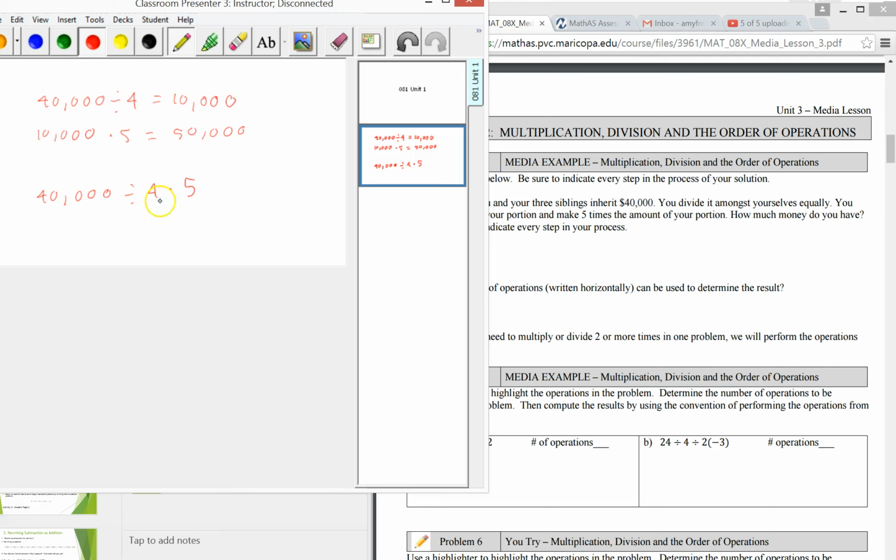Well, that would mean you're sharing the $40,000 and dividing it into 20 equal pieces. So it's like you now have 19 siblings, instead of this, which means you shared it with 4 people, then you made 5 times the amount. So in this idea of a string of operations, have them test that they come out differently.